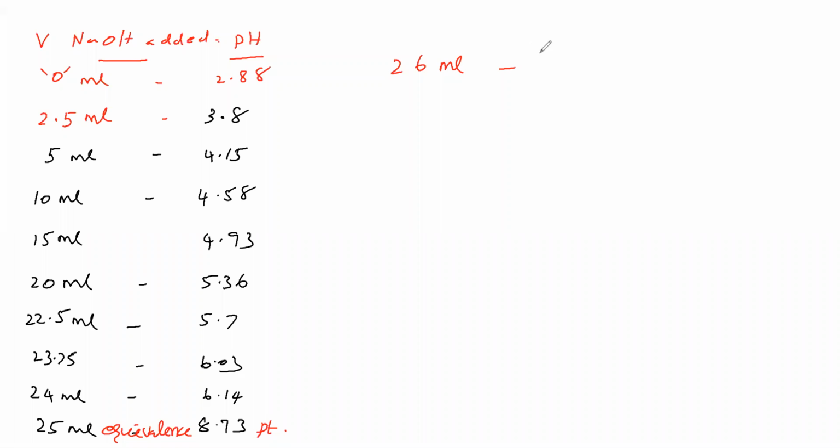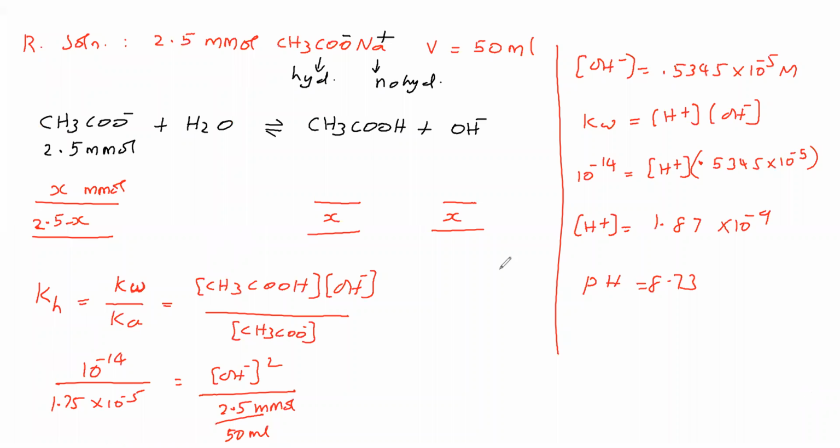Now, what is the pH of the solution that we will see? So far we have added 26 ml. Now, in the conical flask, initially we have taken acetic acid, and from the burette we are adding sodium hydroxide. Acetic acid reacts with sodium hydroxide to give sodium acetate and water.